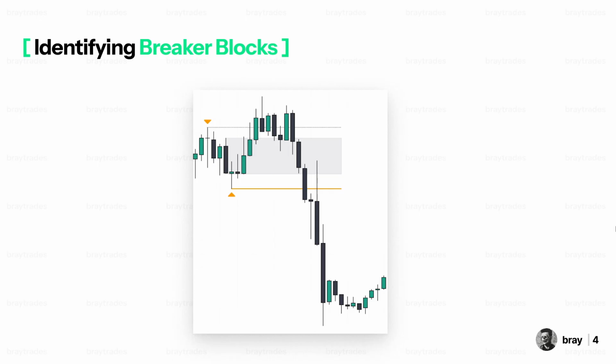And lastly, we have our opposing candle prior to the manipulation leg, which is going to be this lowest down close candle here in between the swing high and the swing low. Highlighted by the gray box will be your bearish breaker block. Confirmation of the bearish breaker block will be closure below the swing low, annotated with the orange trend line.